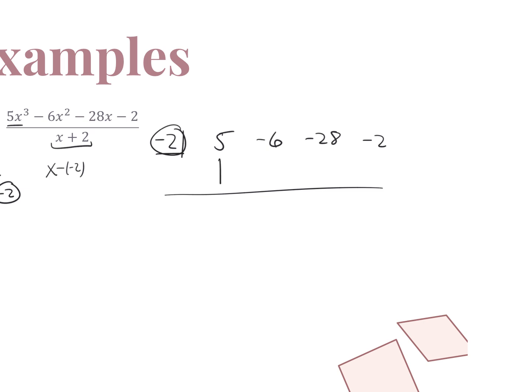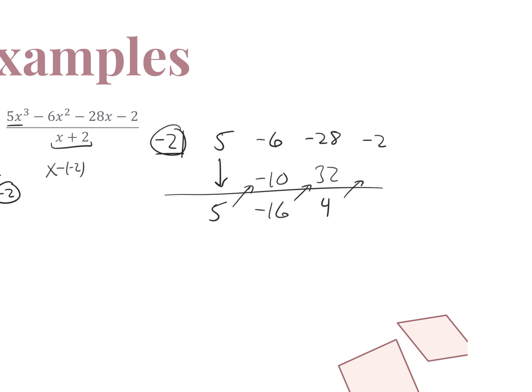And again, I'm just going to bring that first number down. You don't do anything to it, so 5. And then what goes up here is you multiply that number times the number in the box. So 5 times negative 2 is negative 10. And negative 6 minus 10 is negative 16. And then do the same thing. Multiply negative 16 times negative 2 is 32. And negative 28 plus 32 is 4.